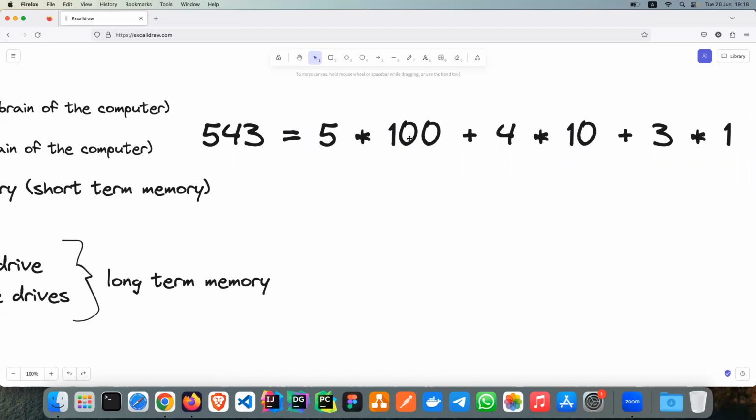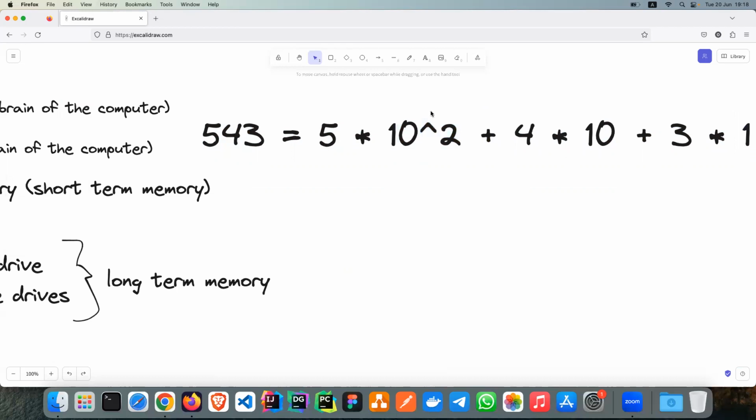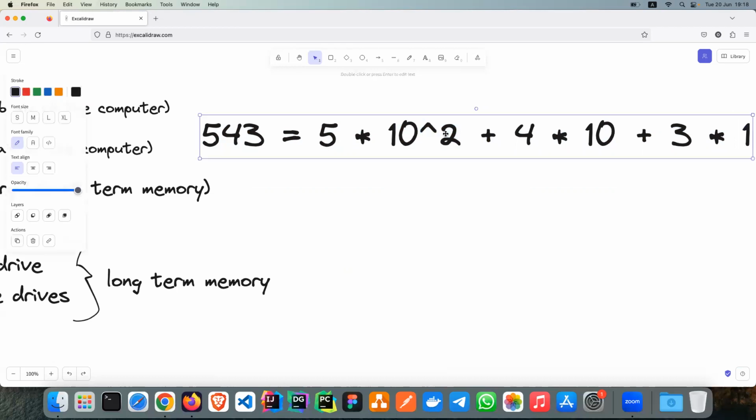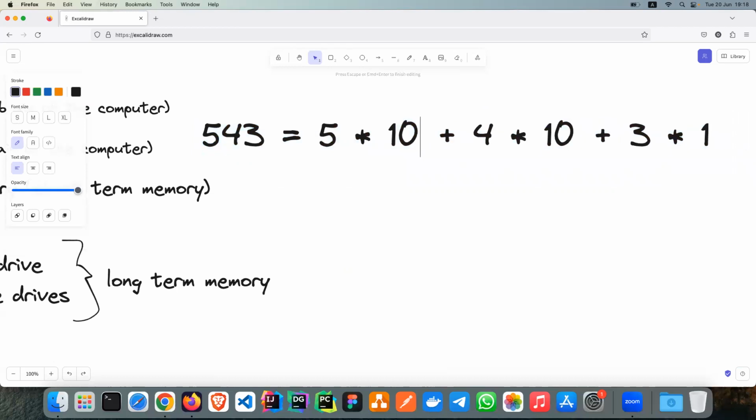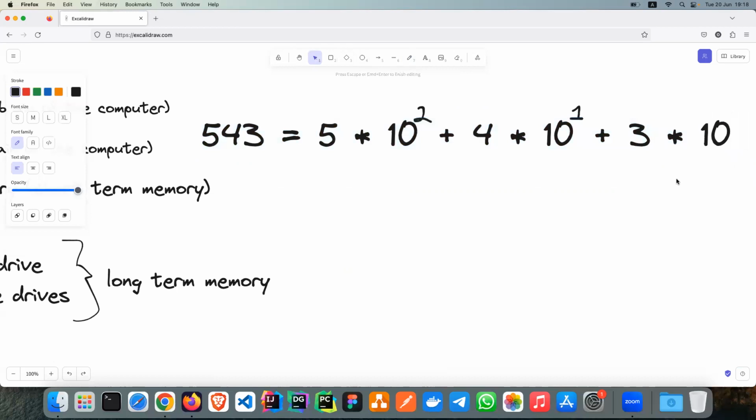And if we convert it to exponential notation, this is 10 to the power of 2. I write the power like this because I don't know how to write it properly. We can also have 10 to the power of 1, and also 10 to the power of 0. This is the reason why we call this 543.